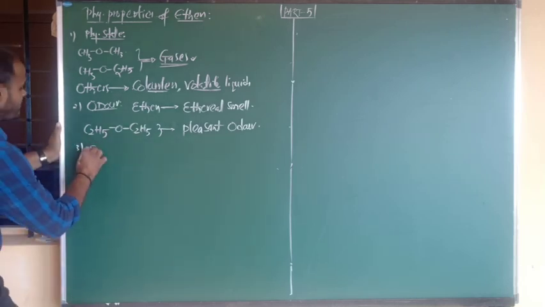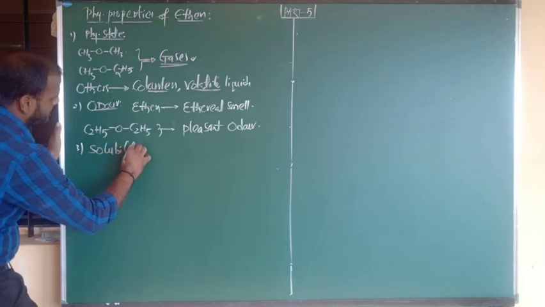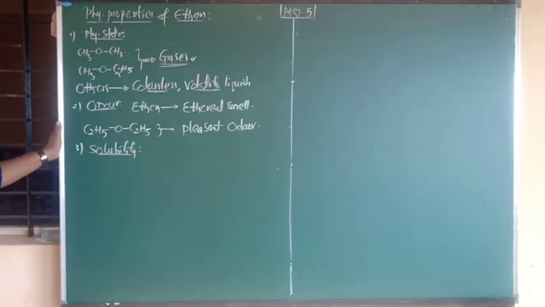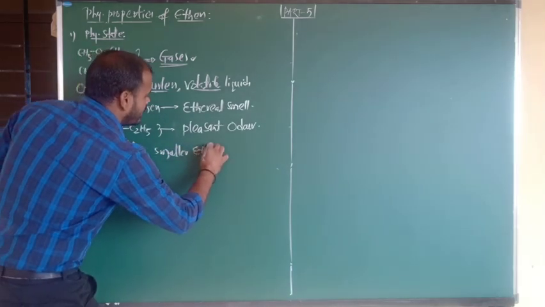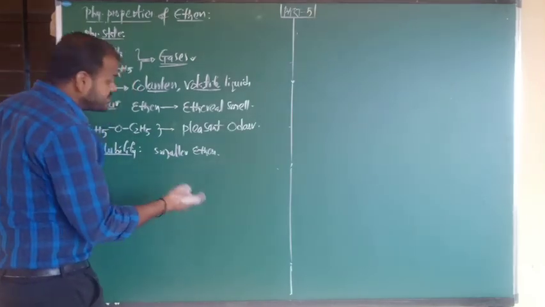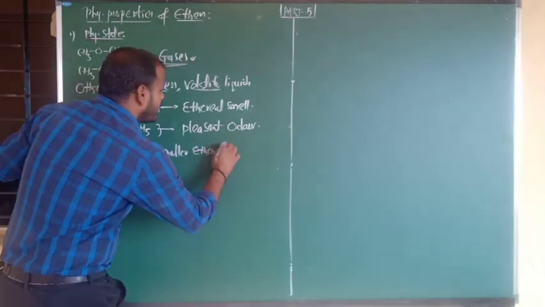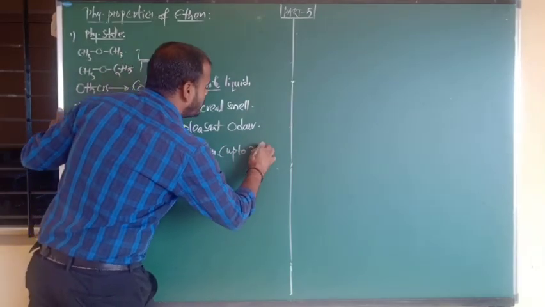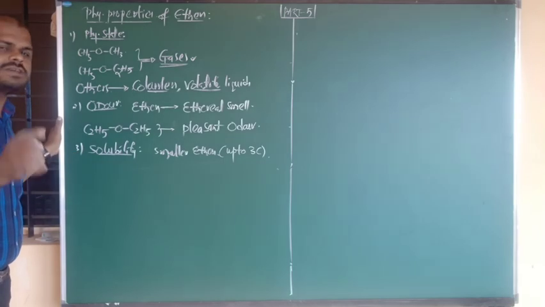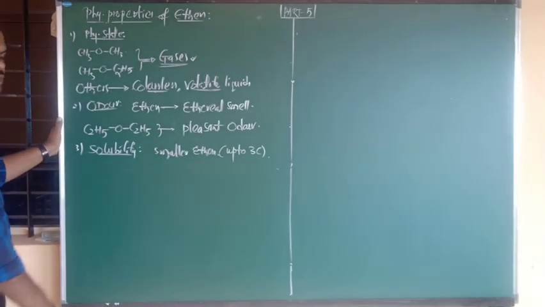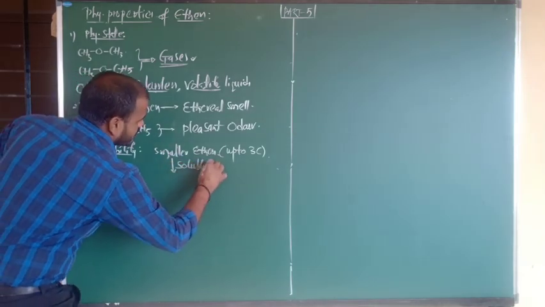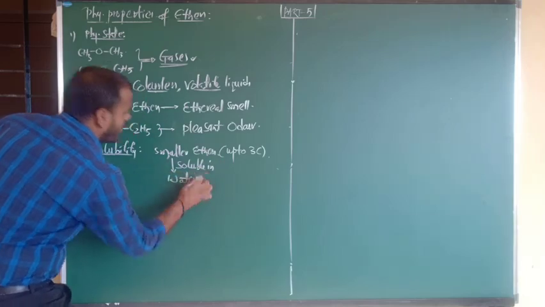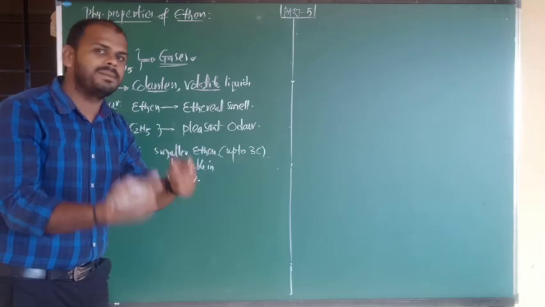Good. Now the next information is about solubility. What is the information about solubility here? Smaller ethers, or lower ethers. Which ethers are considered smaller or lower ethers? Those having up to 3 carbons. So ethers up to 3 carbons are the smaller, lower ethers. Smaller ethers are highly soluble in water, highly miscible in water, completely mixed.